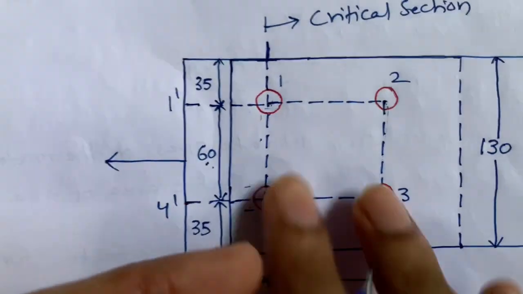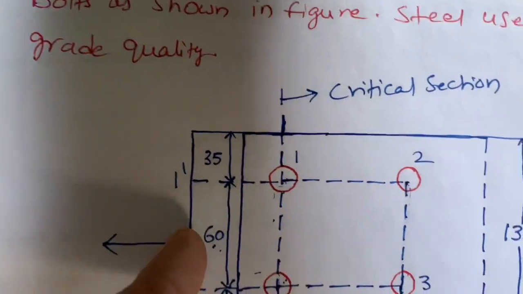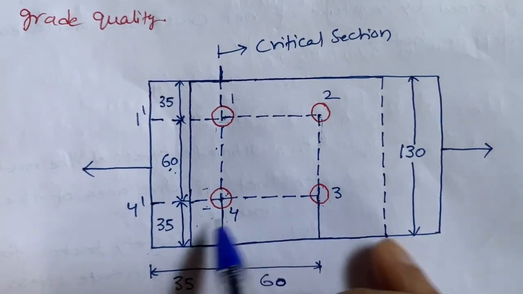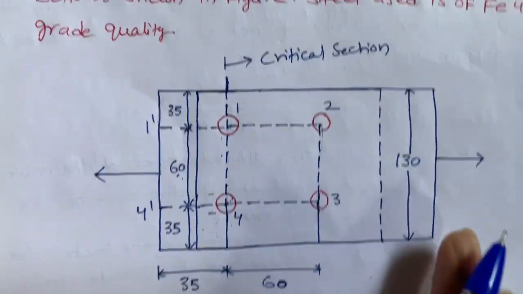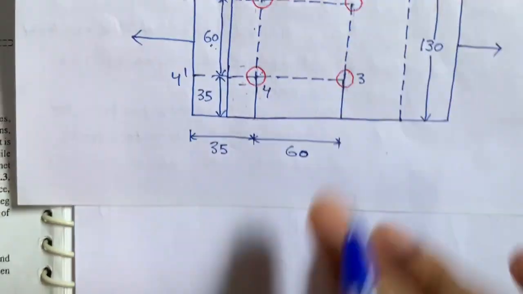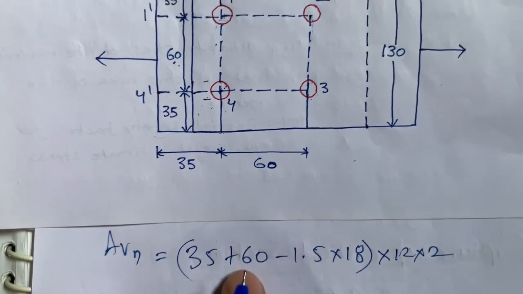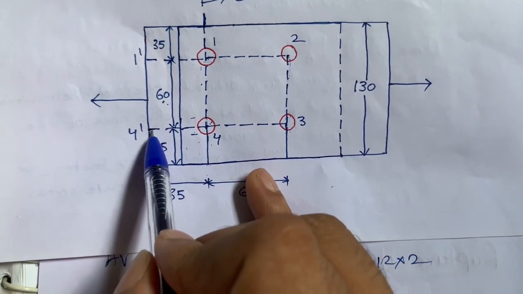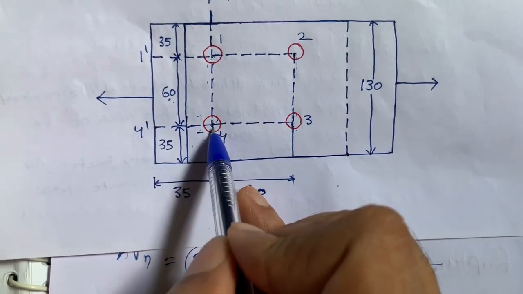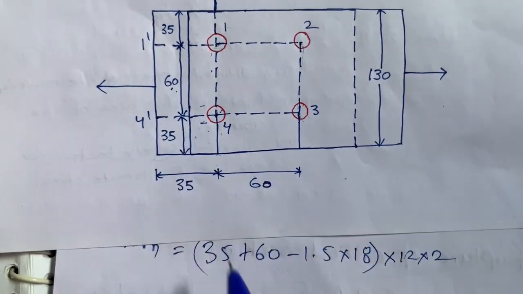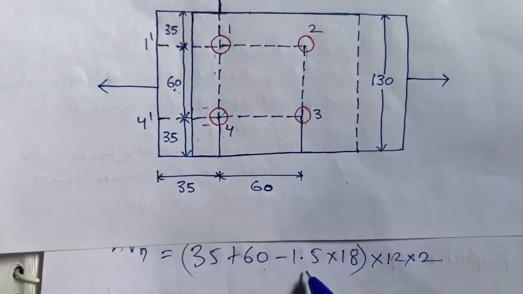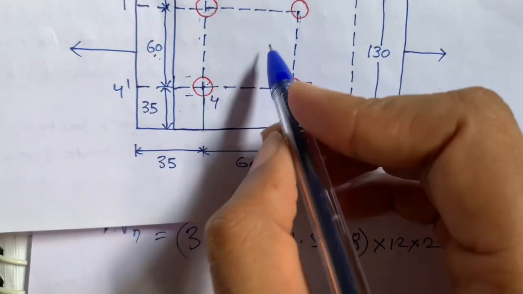Now I am calculating the tension shear. This is our shear direction. So our equation is 35 plus 60 minus 1.5 into 18, right? From here I am calculating, from here to here it is 35 plus 60 minus 1.5. How I got the value is, just listen.